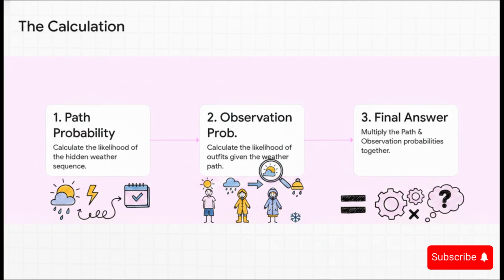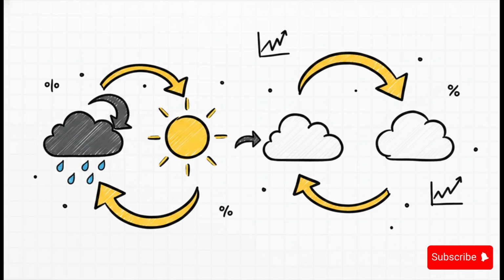It's actually a pretty simple process. We can break it down into 3 steps. First, we figure out the probability of that weather sequence happening. Second, we find the probability of seeing those outfits on those weather days. And finally, you just multiply the 2 results together. So part 1 is all about the hidden weather itself. We need to figure out the odds of that specific pattern occurring. What's the chance of it going from rainy one day to sunny the next, and so on.